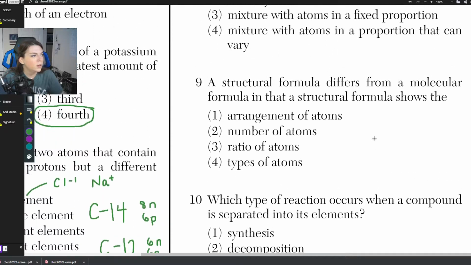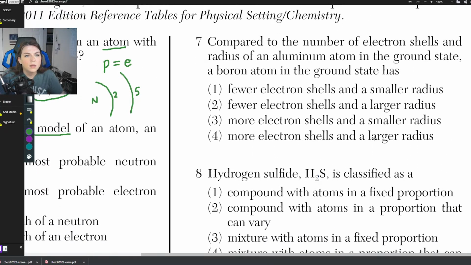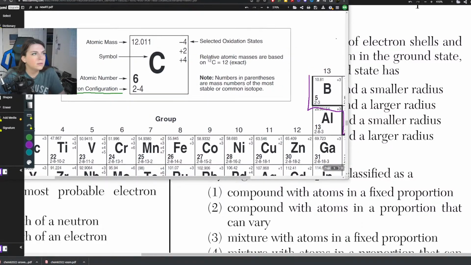Okay, moving right along. Question 7. Compared to the number of electron shells and radius of an aluminum atom in the ground state, a boron atom in the ground state has blank. Okay. This one would be great to do side by side with the reference table here. So let's do that.